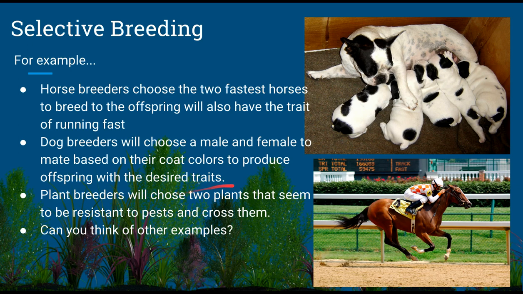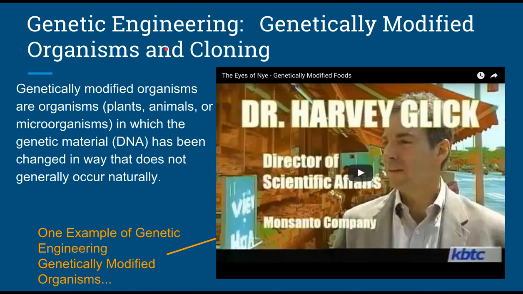Plant breeders will choose two plants that seem to be resistant to pests and cross them and see if they can get offspring of plants that are resistant to pests. This is a very simple but obvious technique. Well, it wasn't obvious when they didn't realize that DNA was hereditary, but you're going to choose animals with the traits that you want, breed them specifically, and then they're going to pass that down to their offspring. All right, last but not least, one of my favorite things, genetic engineering.